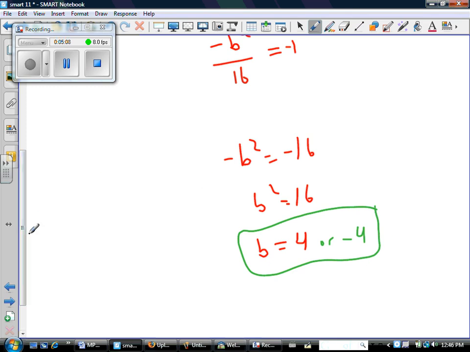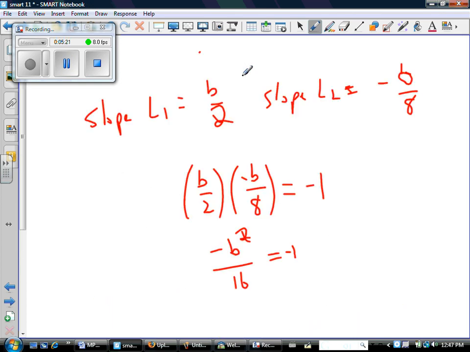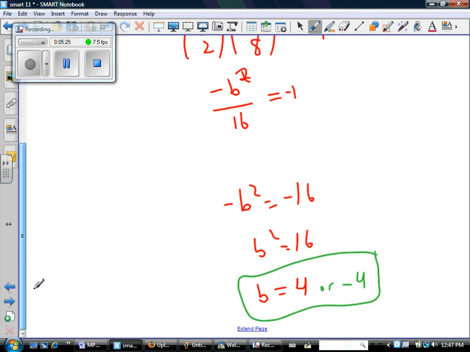So let's go back to the original question. Two lines are perpendicular, yep. And we found the equations of both of them. We made them perpendicular, and that let us find B. And we found that B was 4 and B was negative 4. So hopefully you can get both solutions and be done with it.